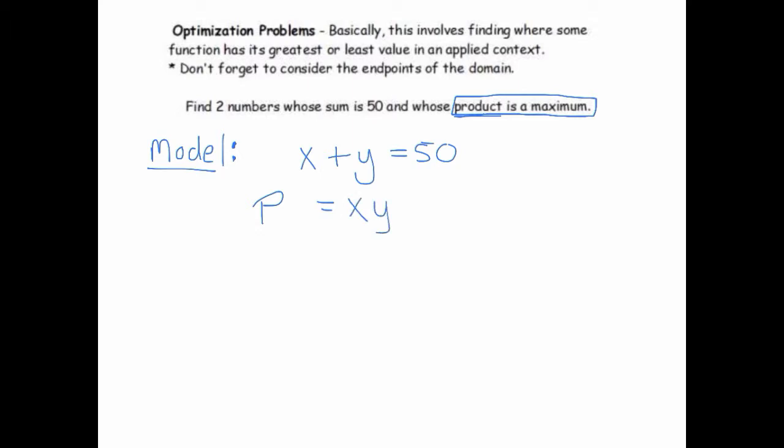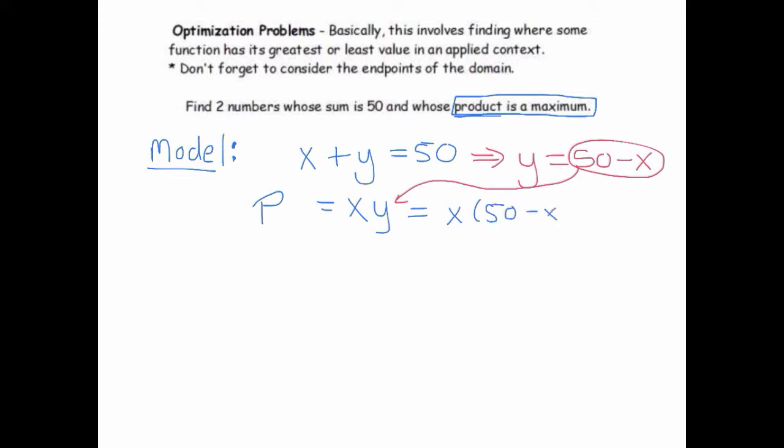Now the problem with leaving it like this is that it's a function of two variables, and we want it to be a function of one variable. Just imagine trying to put this into your calculator. You can't until you've represented it in terms of one variable. So we can do that with a simple substitution. This equation lets me claim that y is 50 minus x. So I can take that and put it in here, and so now I know that the product is x times 50 minus x. And now I can even say P of x, because now it's just in terms of one variable.